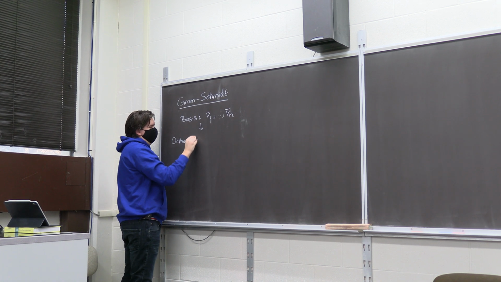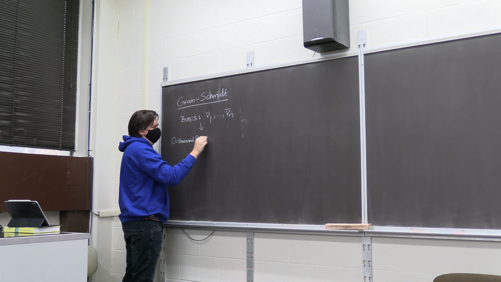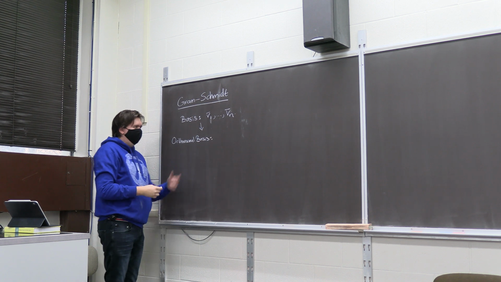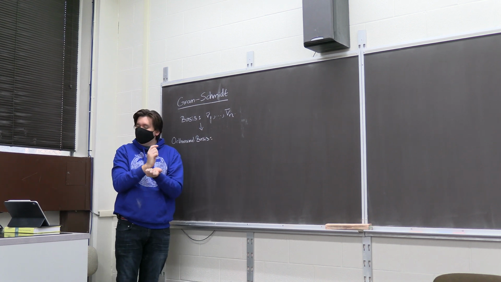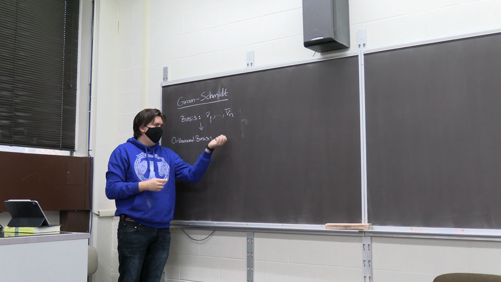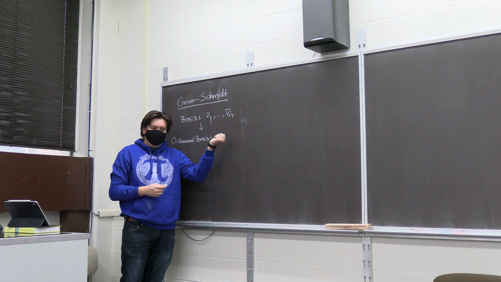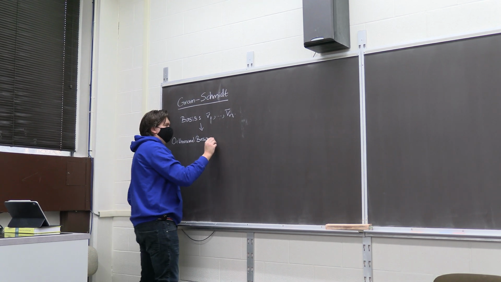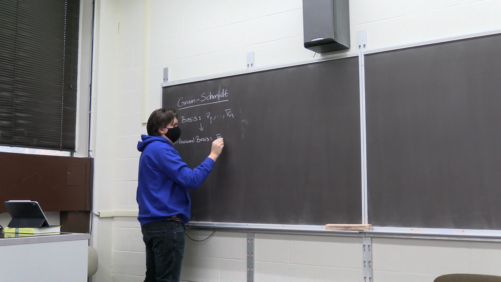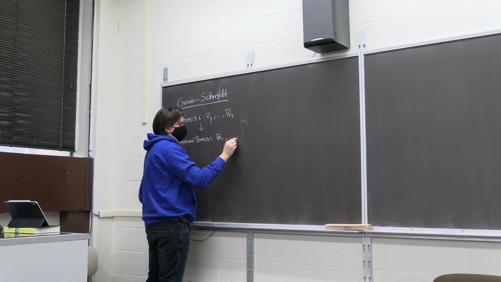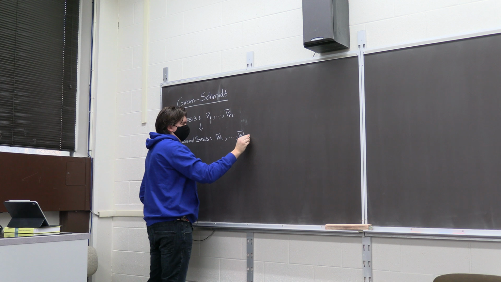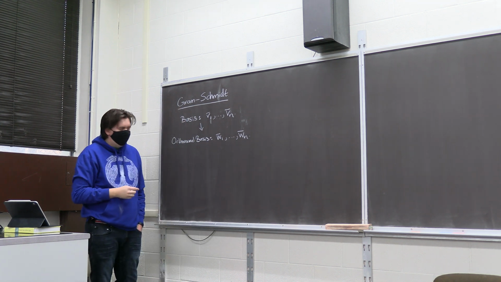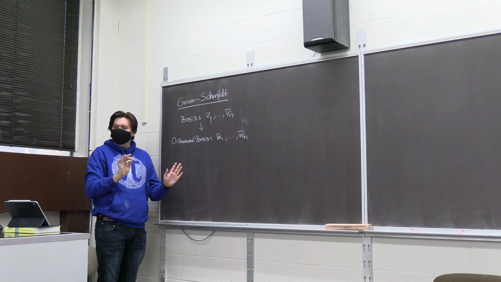That is a basis where any two vectors are mutually orthogonal to each other, and every vector is a unit vector, so the norm on any vector is 1. So we want to turn this into an orthonormal basis, W1 through Wn. Okay, so that's the goal.